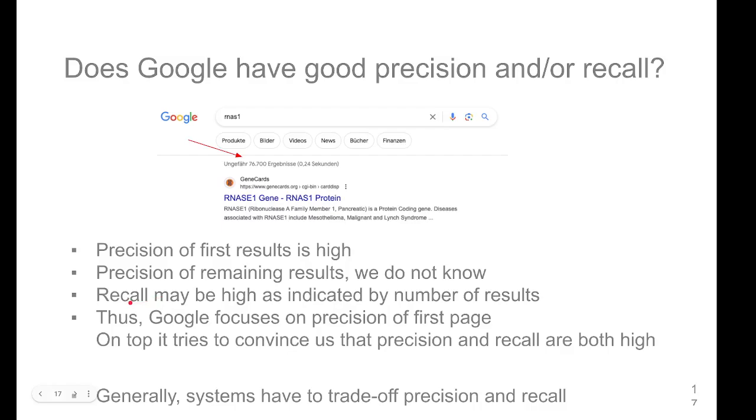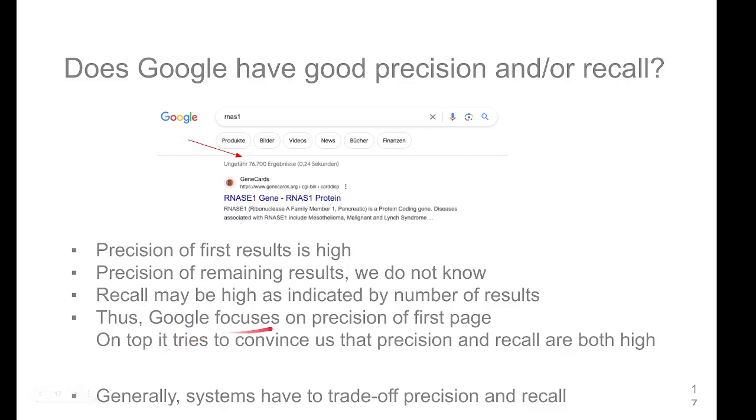So the recall may be high as indicated by that high number. And that is the reason why Google is reporting this. Why is Google giving us this number? Did any of you ever use this number for something? No, we typically don't. However, the reason why Google is doing this is to suggest that it's high recall, that it's very comprehensive, and that it has a lot in store. But of course, we cannot really test it.